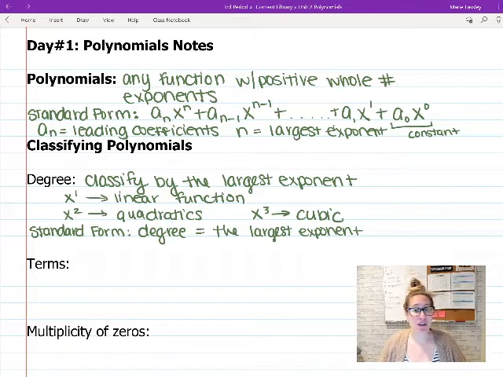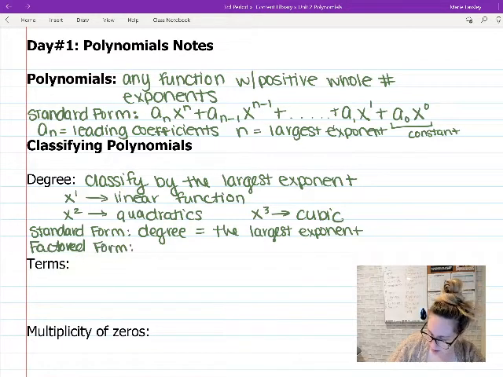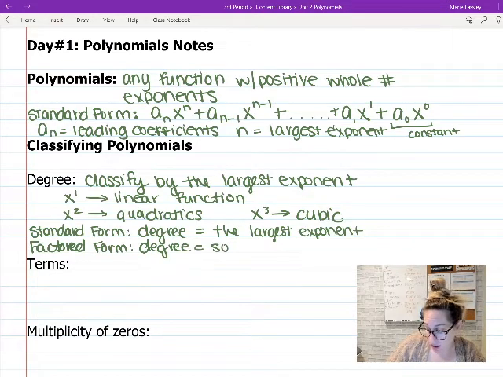All right, so if it's in standard form, it's easy. It's just whatever your largest exponent is. So like I said, we have the quadratic. If you have x squared plus 2x plus 1, we know that is a degree of 2. It's our quadratic function, right? So when it's in standard form, it's easy. If it's in factored form, we have to do a little bit of extra work. It's not super hard, but it is a little bit different. So if something is in factored form and you want to find its degree, the degree is equal to the sum of the exponents.